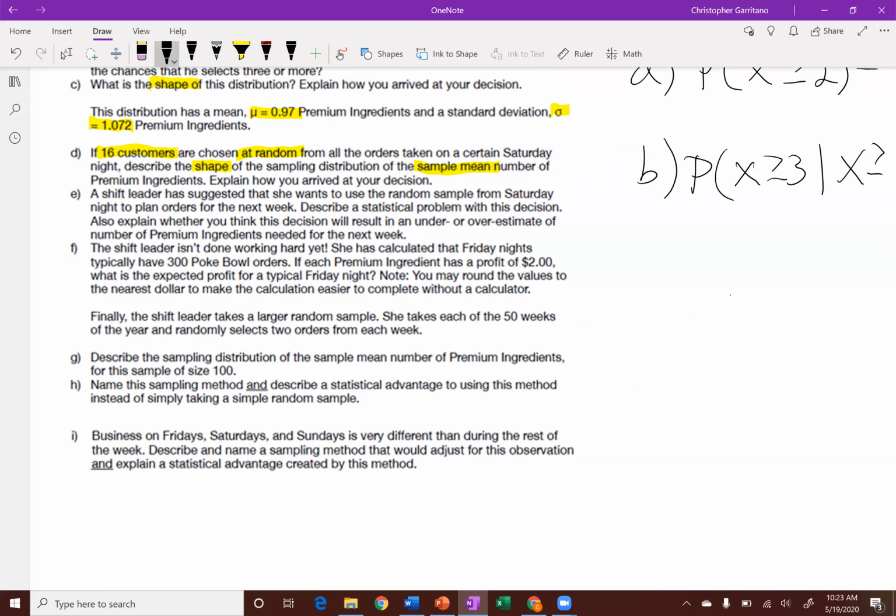Now, remember, when your sample size is not greater than 30, the other way to check the nearly normal condition is to look at the individual sample itself. So we just look at these 16 people and see how the number of premium ingredients in that sample is distributed. And if that sample is nearly normal, then we're okay with saying that the nearly normal condition is satisfied. However, we're not given that information either, but we are told that the parent population is skewed right. So I want to show you a little something.